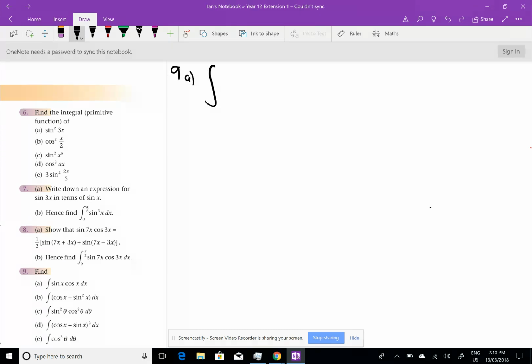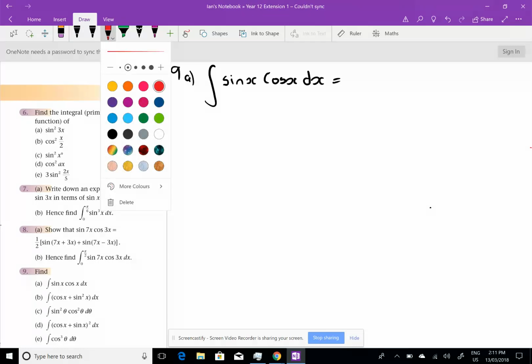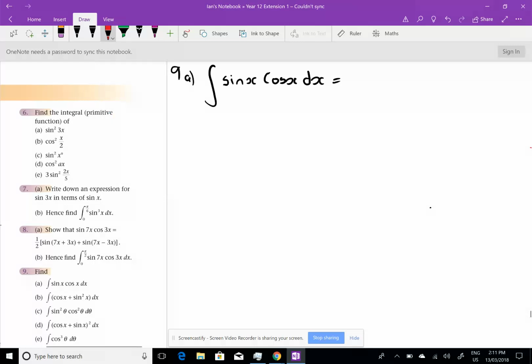So 9a is the integral of sine x cos x. Now we're going to get a different answer from Margaret in the back of the book, because Margaret's doing it by making that back into cos or sine squared x, which we can do, but why do it a more difficult way? Let's do it the way that they expected us to do in the HSC, in 2017's paper.